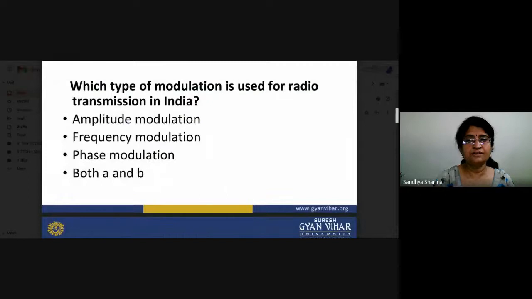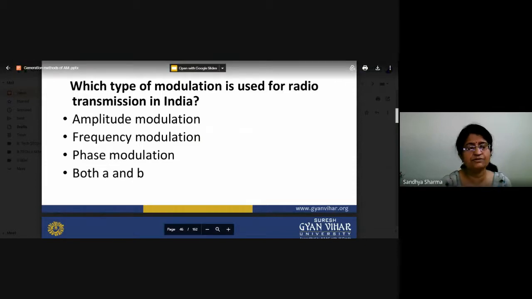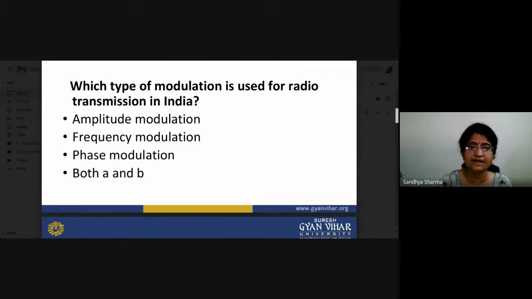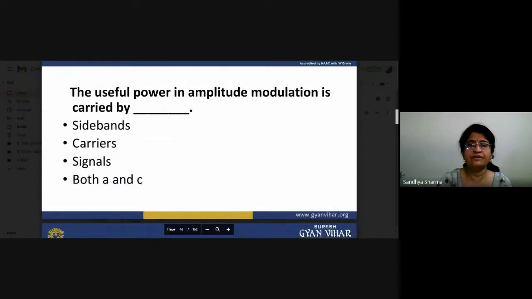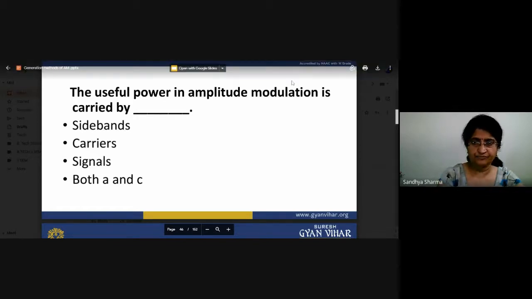What type of modulation is used for radio transmission? There is basically amplitude modulation, and presently we are using frequency modulation, that is the FM stations. Where does the useful power lie? Our useful power lies in the sidebands.